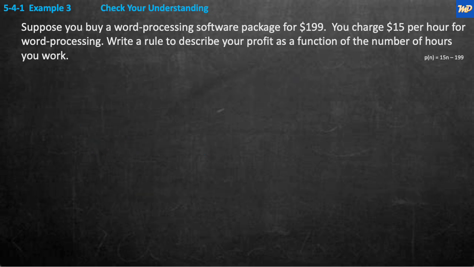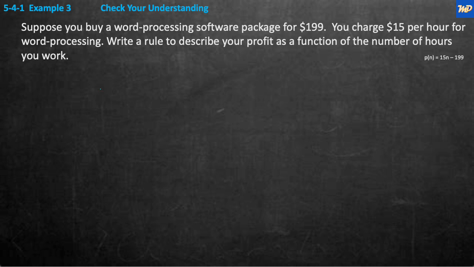Okay, example 3, check your understanding. So it's your turn. Suppose you buy a word processing software package for $199. You charge $15 per hour for word processing. Write a rule that describes your profit as a function of the number of hours you work. So P of n, we're going to call it profit for the number of hours, right? So what are we going to write?